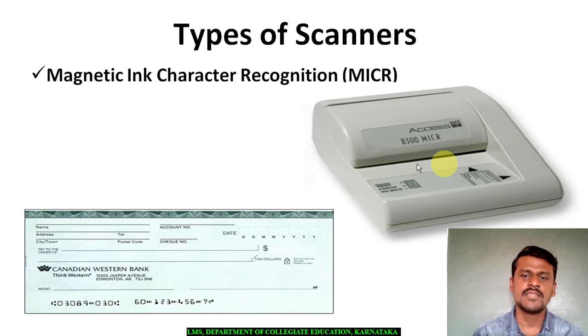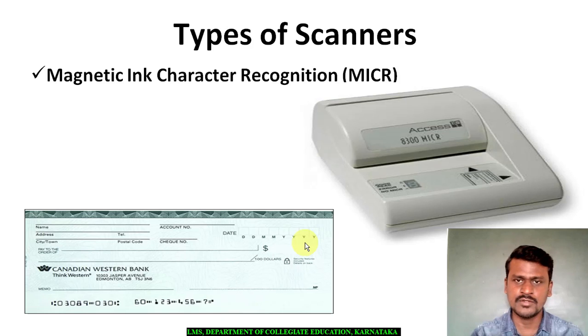And the most important characteristic of this is that even if the check is folded, or scrumbled, or if there is some dirt on that check, this magnetic ink character recognition can easily read that check. So that is the main important characteristic of MICR scanners, right?